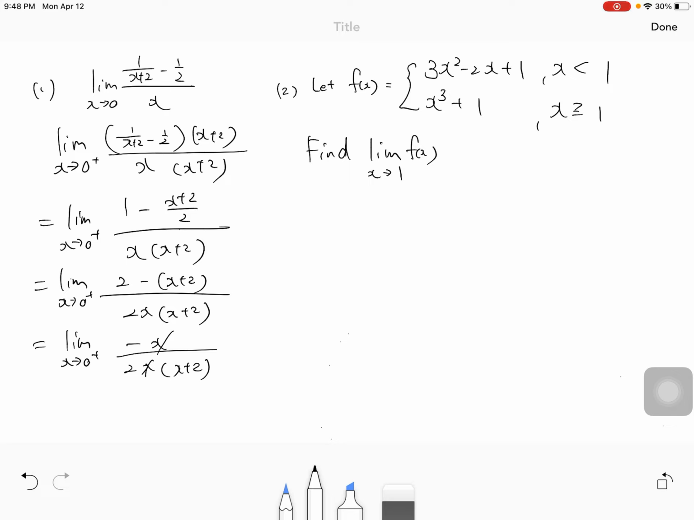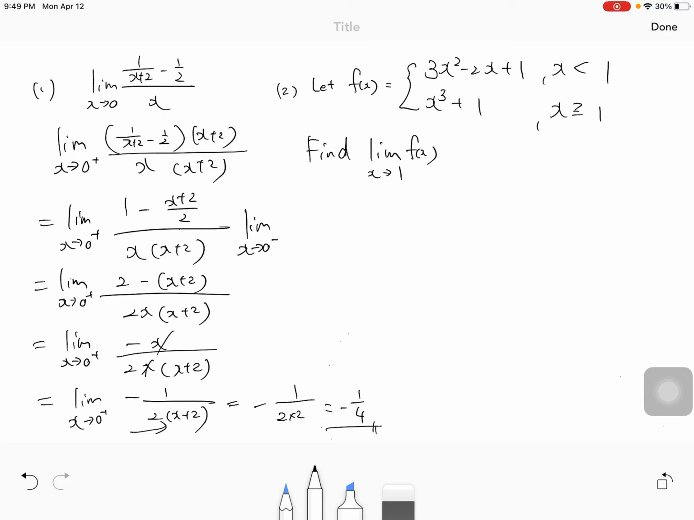Then you can cancel out. Then it's going to be the limit of negative 1 over 2 times x plus 2. Now, even though you plug in 0 into here, the value is not going to be 0. So you can just plug in. It's going to be negative 1 over 2 times 2, which is negative 1 over 4. That's it.